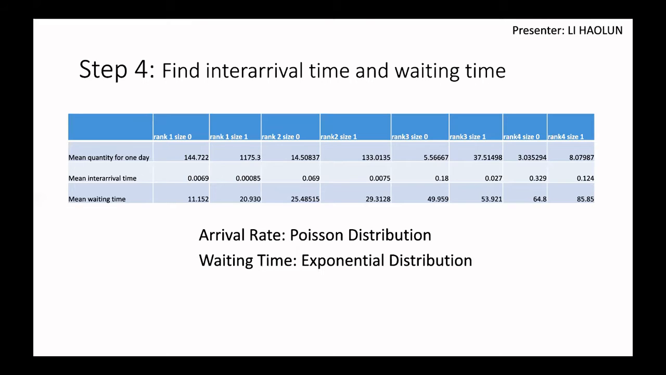Then we calculate for each day what is the mean quantity. As we can see, for both sizes, whether it's large or small, the higher rank we have, there will be a larger mean quantity and a higher turnover with a lower mean waiting time. So here we estimate the arrival rate of the Poisson distribution, while the waiting time will be an exponential distribution. Now I will pass time to Jinkang to talk about the distribution.